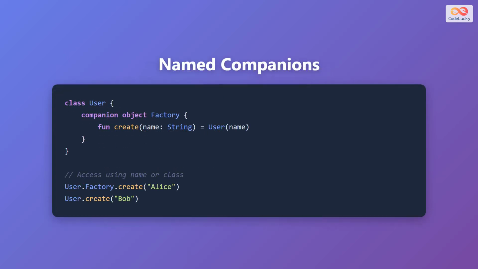You can optionally give your companion object a name. Here, we've named it Factory. This is useful for clarity and documentation. We can access members using either the companion name, like User.Factory.create, or directly through the class name, like User.create. Both work identically.